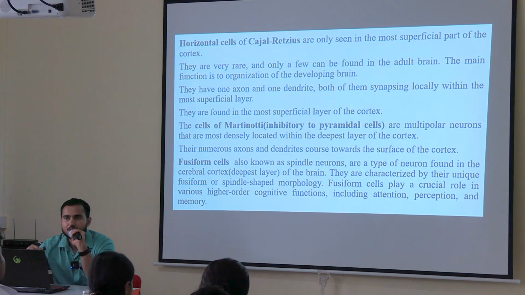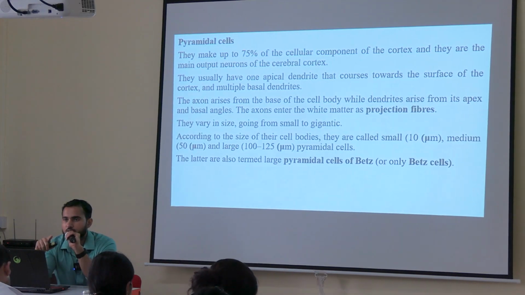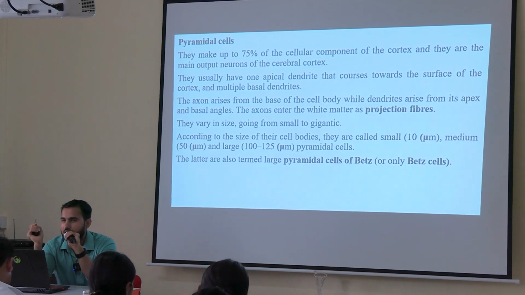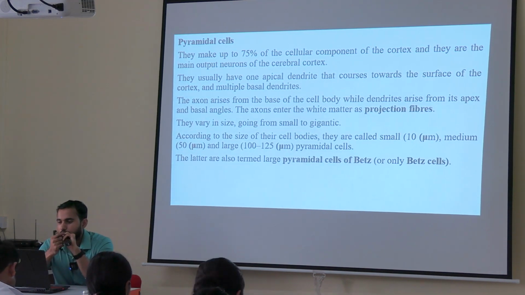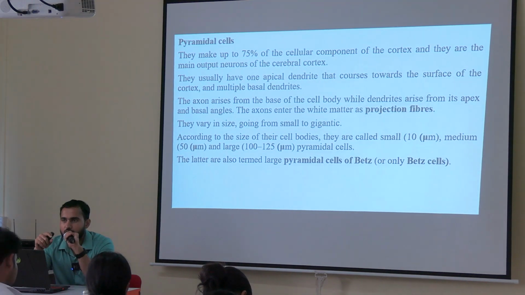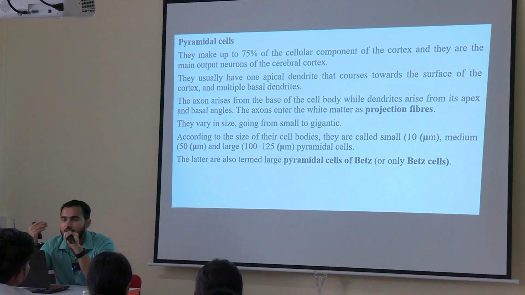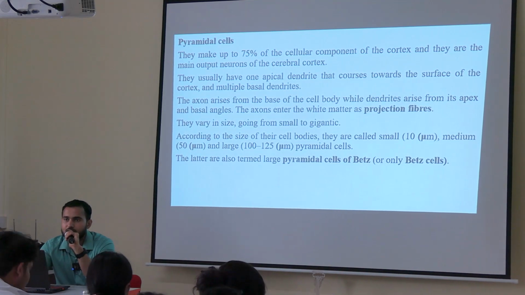Next is the pyramidal cells. 75% of the cell population in cerebral cortex is made up of pyramidal cells. These cells are very important, and depending on the size, three different types of pyramidal cells are present: small pyramidal cells, medium pyramidal cells, and large pyramidal cells.